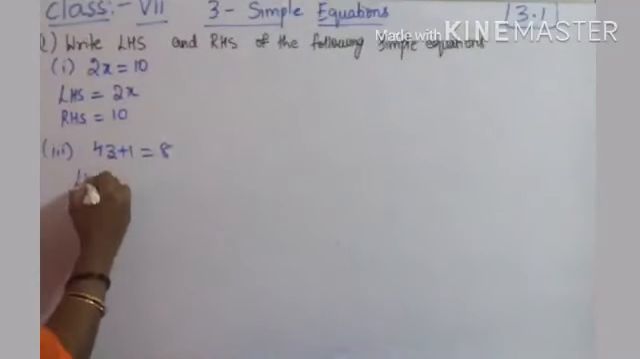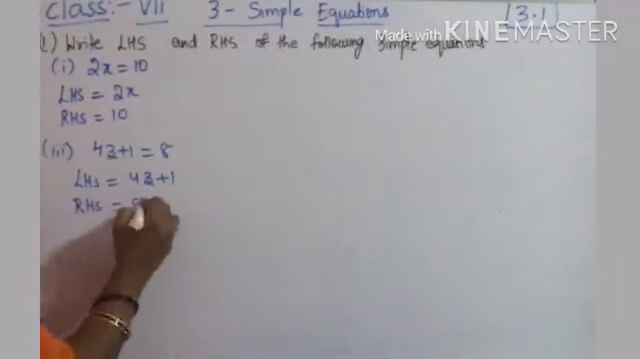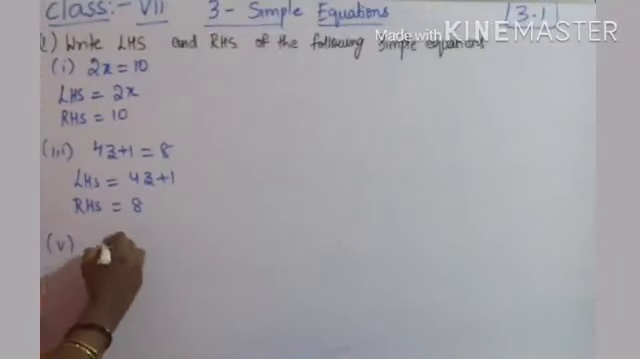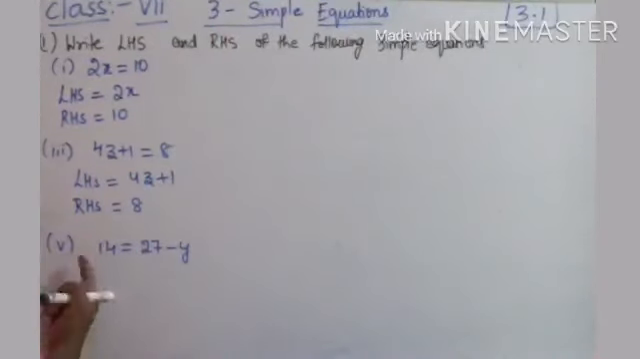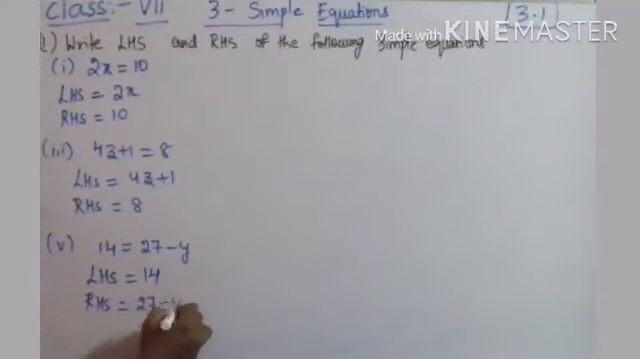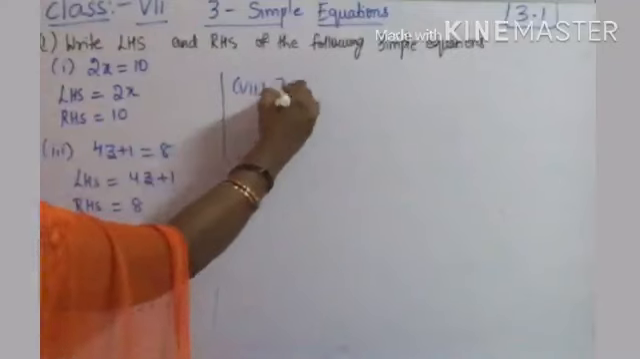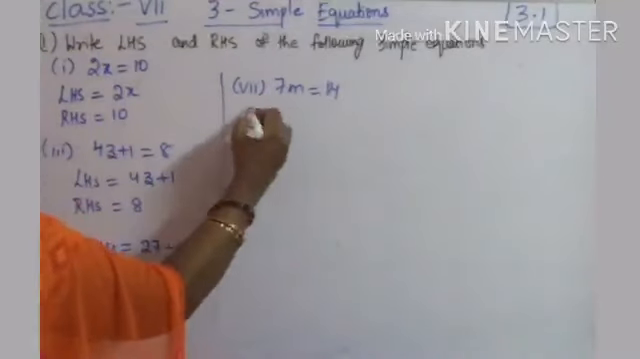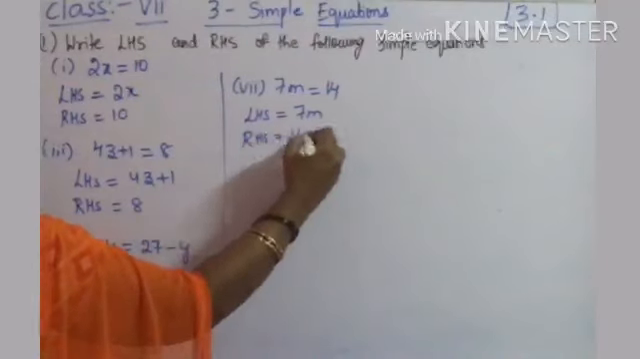So which is LHS here? LHS is equal to 4z plus 1 and RHS equal to 8. Next, I am taking alternate sums, children, because this is a very simple and easy bit. You can write in this, 14 equal to 27 minus y. What is LHS here? LHS is nothing but 14 and RHS is nothing but 27 minus y. Next, the seventh one they are asking, 7m equal to 14. So LHS is what here? 7m, and RHS is what here? 14.